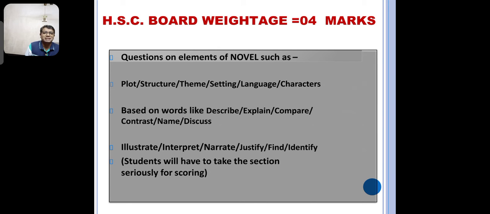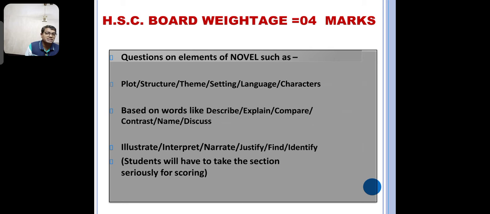The activities might be based on these aspects, for 2 marks. Or they might set the activities using words like describe, explain, compare, contrast, name, discuss. Your activity might be framed with this pattern, or they might ask illustrate, interpret, narrate, justify, find, identify. So the nature of these activities is quite different.